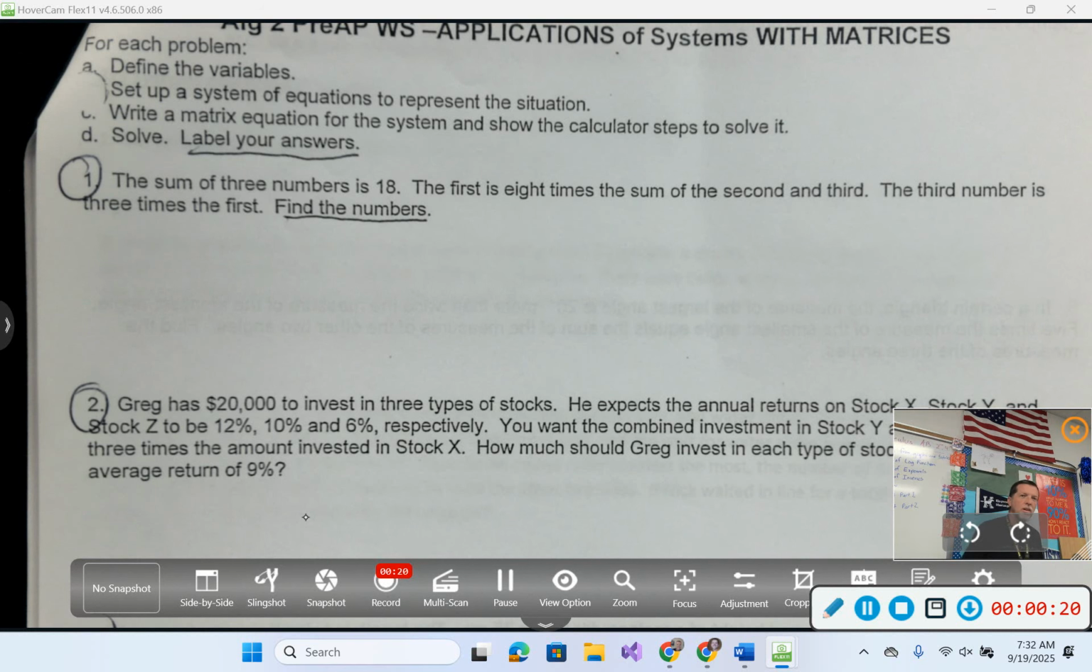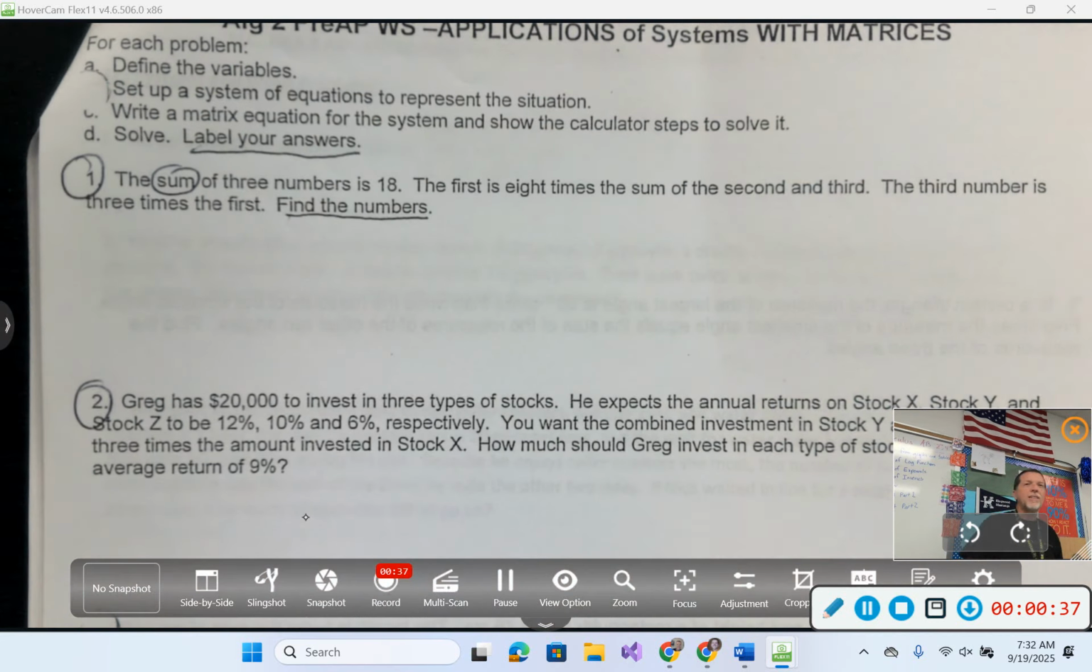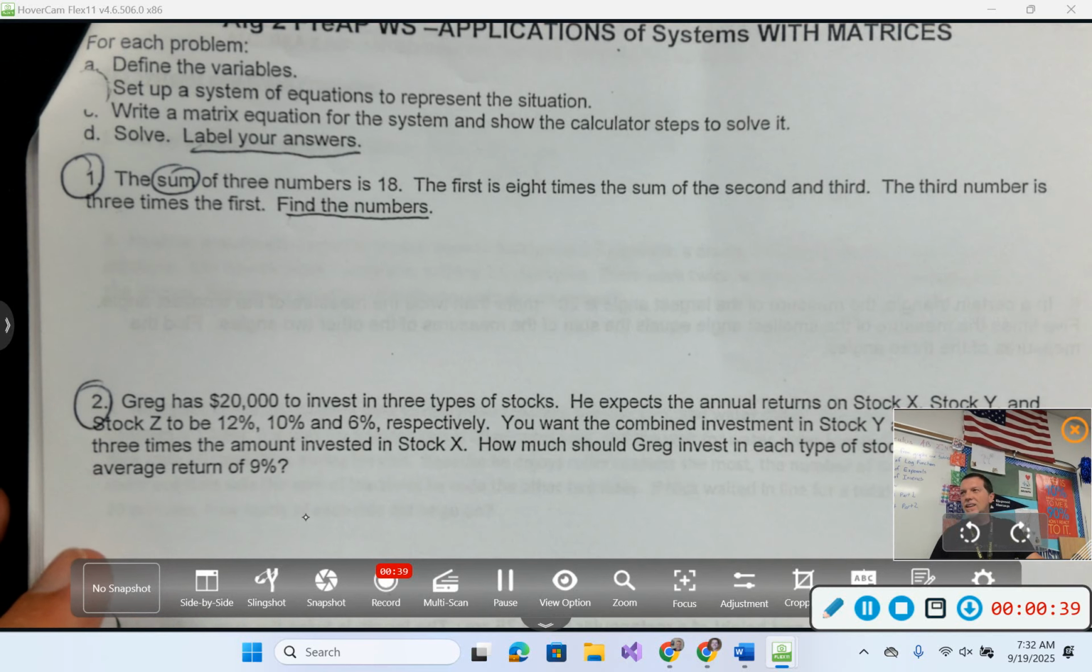Well, the three numbers is 18. They're all equal to 18. So no, they're not. Hold on. The three numbers are not equal to 18. Careful how you phrase that. The three numbers sum to 18. What does that mean? Added together. They add together to be 18.